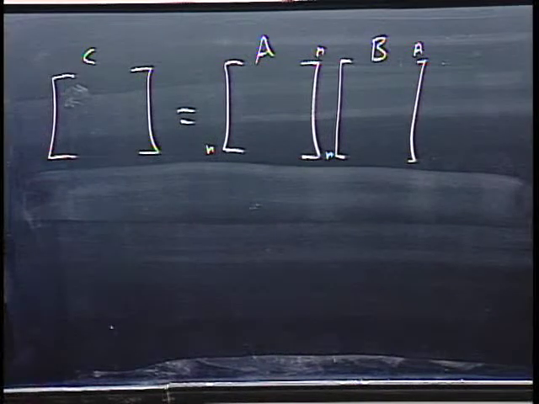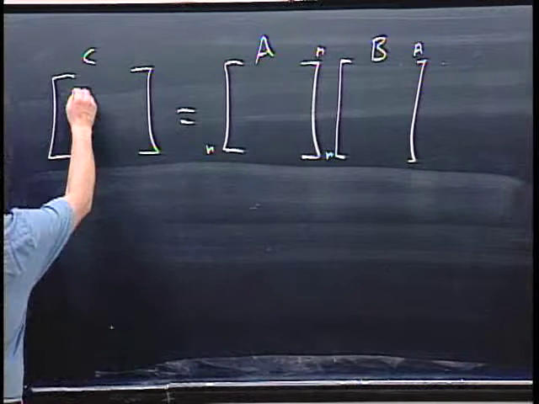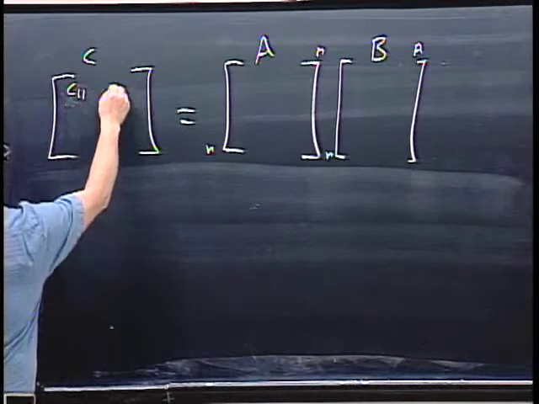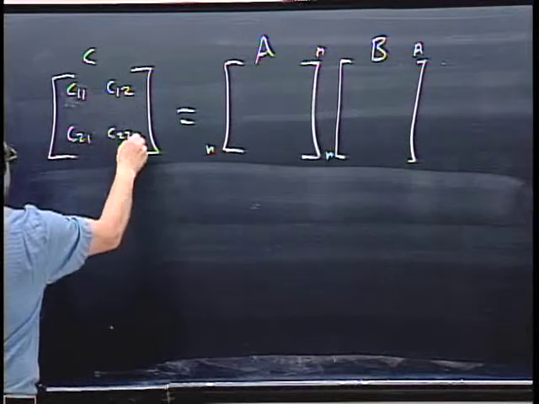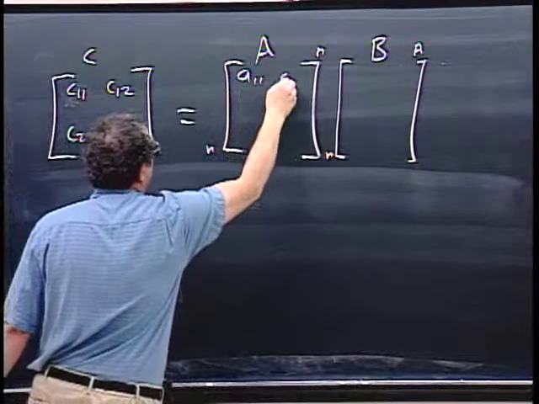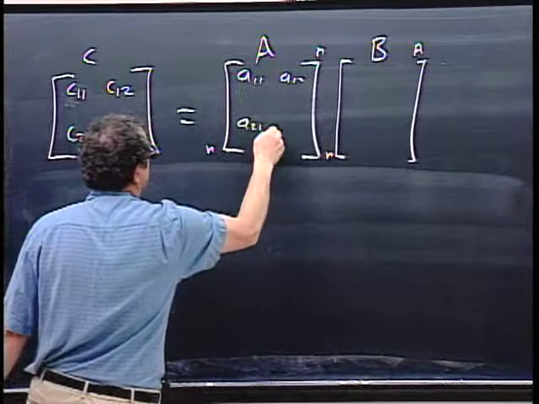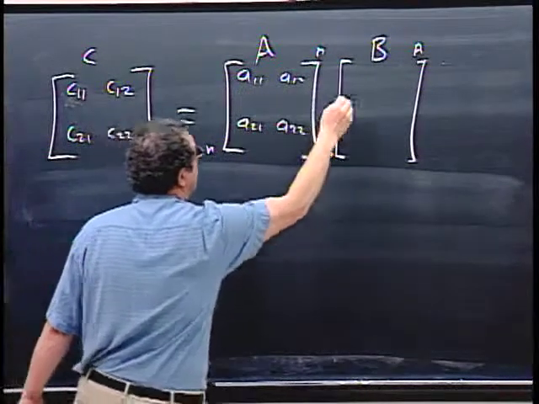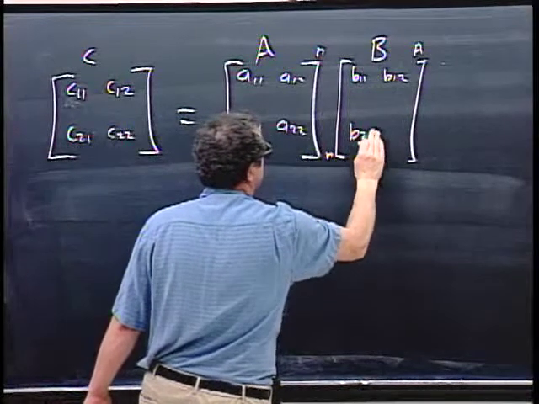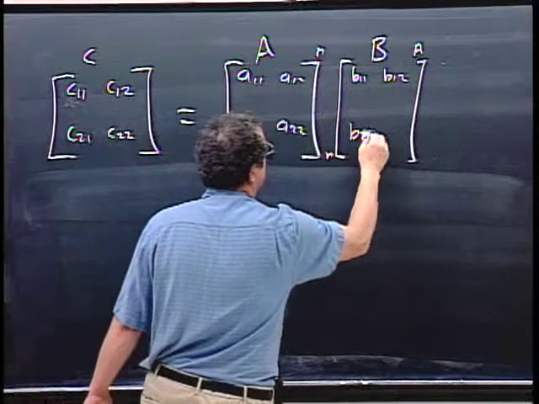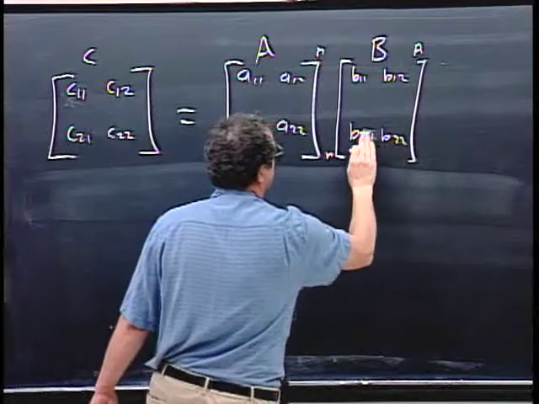So you all know how to do matrix multiplication. You've done it in numerous classes. You know the basic definition. And let's look at that first before we go any further. So let's just take a look at a 2 by 2. We have entries C11, C12, C21, C22, A11, A12, A21, A22, B11, B12, B21, B22.